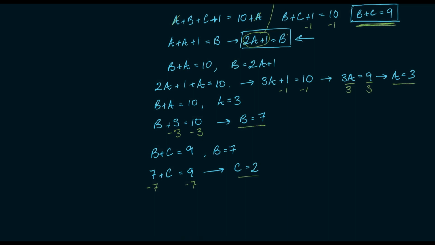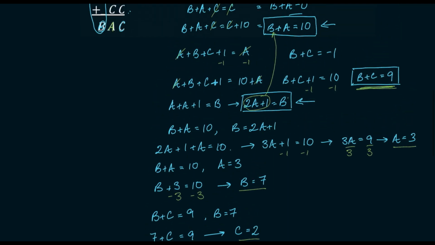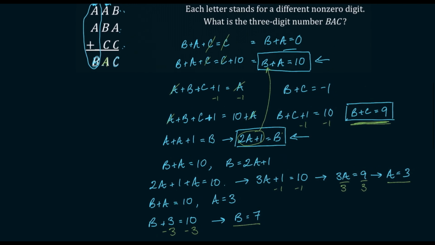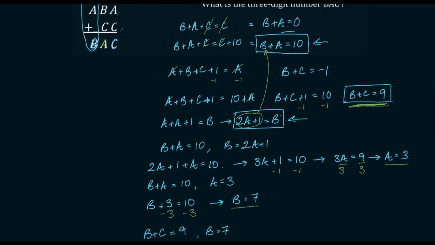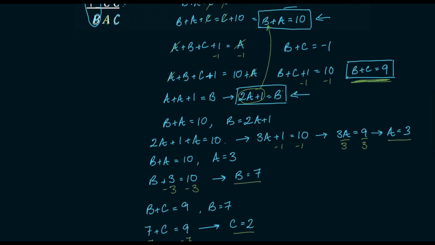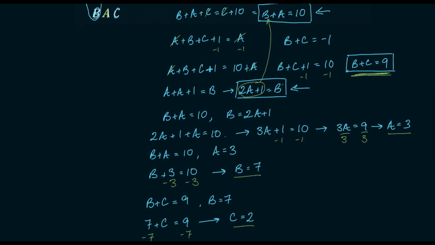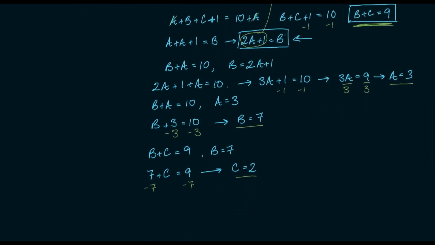Right, now we have all our 3 digits, and the question was asking us for the 3-digit number BAC. Well, the 3-digit number BAC, using our values of B, A, and C, is simply 732. And that's our answer.